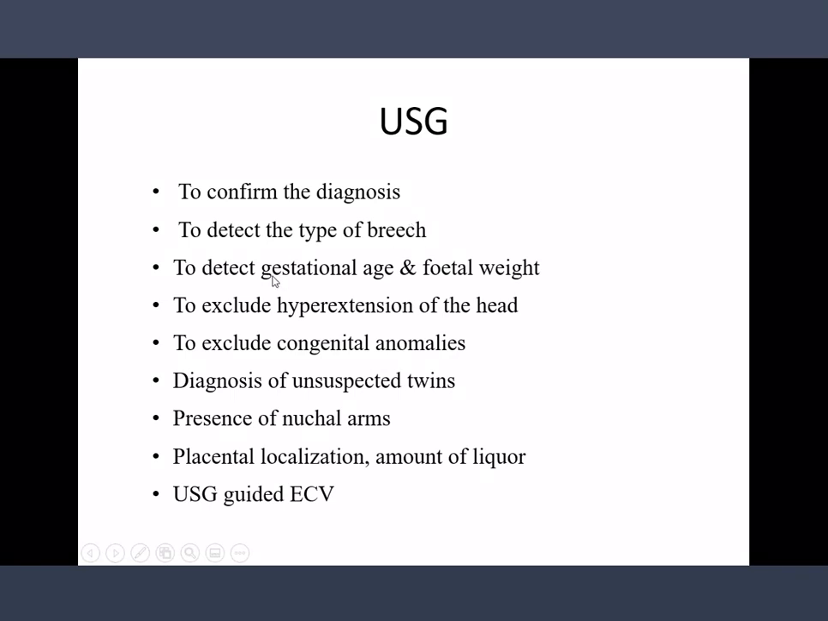And also we can know the gestational age of the fetus, estimated fetal birth weight, and exclude congenital anomalies in the fetus. Also, if the patient is coming for the first time, we can diagnose an unsuspected breech also, and the presence of nuchal cord, and placental localization, where it is implanted, whether in the upper segment or lower segment, as well as the amount of liquor can also be known by ultrasound.